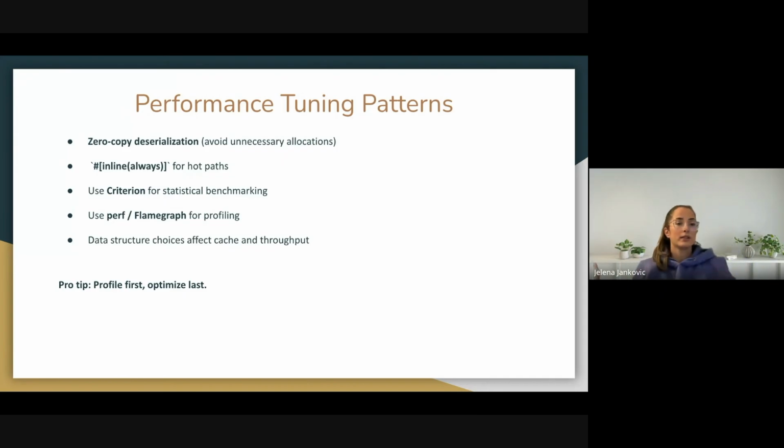It is also important to know different data structures and how they behave, how they allocate memory. That can influence which one to choose and how it affects cache and in general throughput. As I mentioned here, the pro tip is profile first and optimize last, because we need something to focus our optimization on. We first need to see where we spend the most time in, for example, query execution, to see what the bottleneck is and then optimize later.